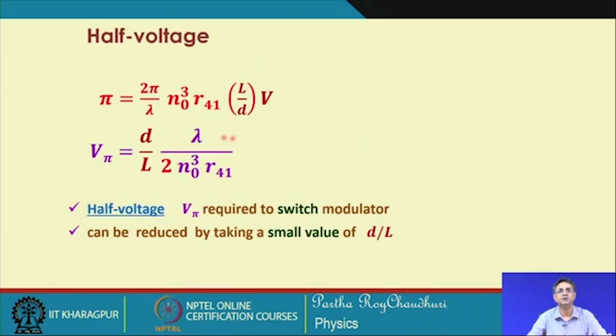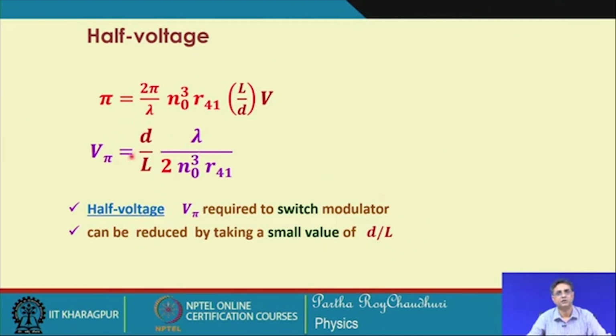For the half voltage, the delta phi requirement is equal to pi. So pi equals twice pi by lambda n 0 cube r, and this half voltage is also proportional to this. This gives you a feature that by choosing the ratio L by D, you can reduce the number. In this case it was about 9 kilovolt. Now suppose D by L is equal to 1 by 9, then it reduces to 1 kilovolt. So the half voltage V required to switch the modulator can be reduced by taking a small value of D by L.